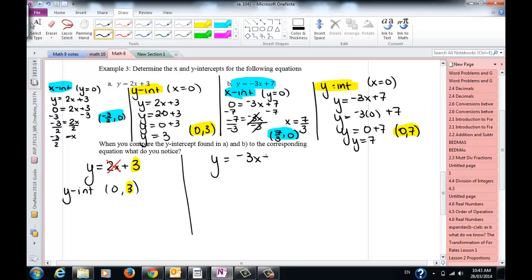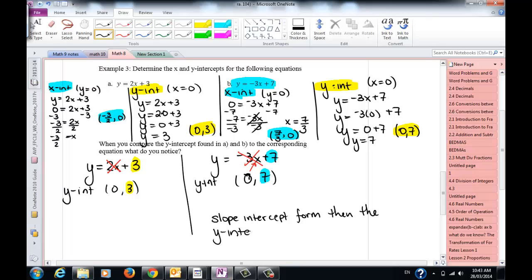Let's look at the other one too. Y equals negative 3x plus 7. And our y-intercept was 0, 7. And again, notice that this number here and this number here are the same. And again, that makes sense because I'm plugging 0 in for this, and so this becomes nothing. And 0 plus 7 is just 7. You can always conclude that when we have our equation of our line in slope-intercept form, and it has to be slope-intercept form, then the y-intercept equals the constant value. And we're done.